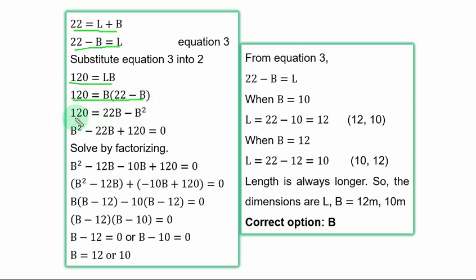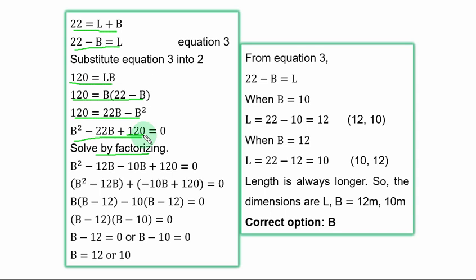If you open the bracket, you have this result. If you rearrange by transferring all the terms from the right to left, you have this result equal to 0. So we have a quadratic equation. Let us solve by factorizing. To factorize, look for two factors of 120 such that their sum is minus 22 and their product is plus 120. The factors must be minus 12 and minus 10.